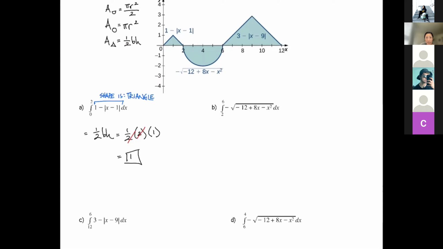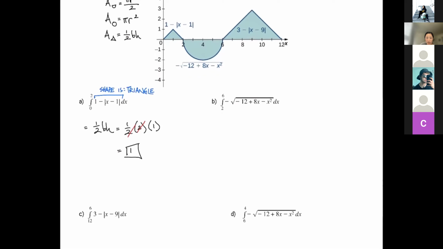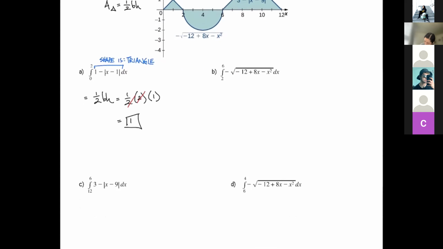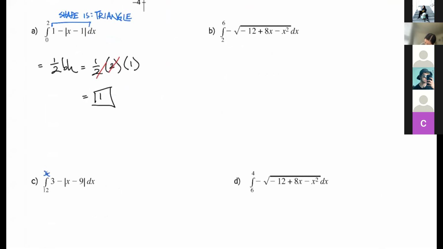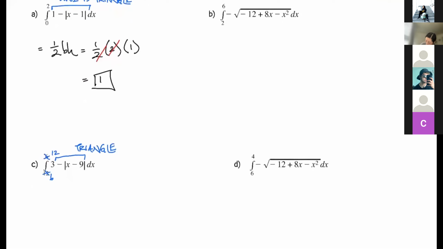Well, looking at C, I hope we notice that we are going from 6 to 12. And actually, that should be the other way around. My apologies. 12 to 6. Okay. I hope we are able to recognize here that this, again, is a triangle. Wow, triangle. Okay. And so we reach back into our toolkit of triangle area formulas, 1/2 base times height.